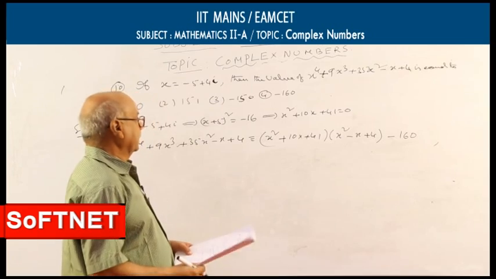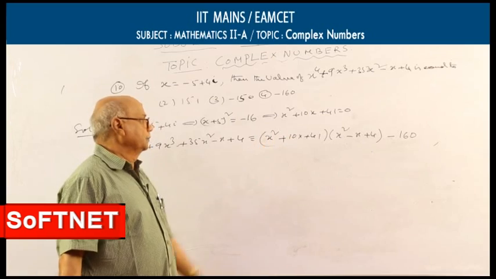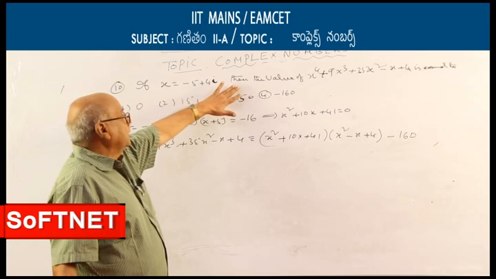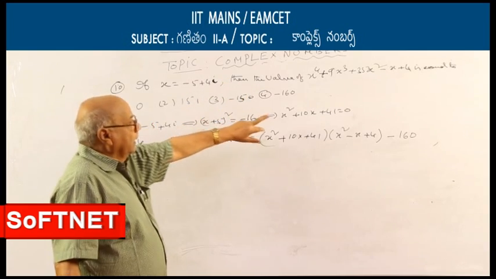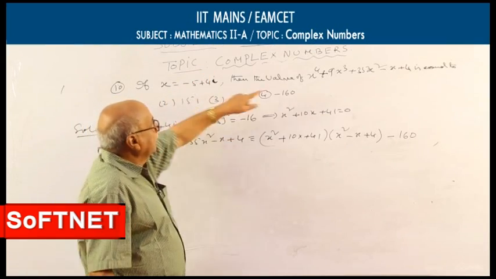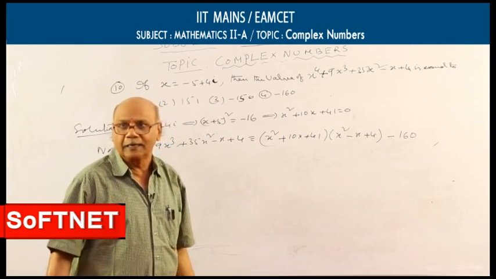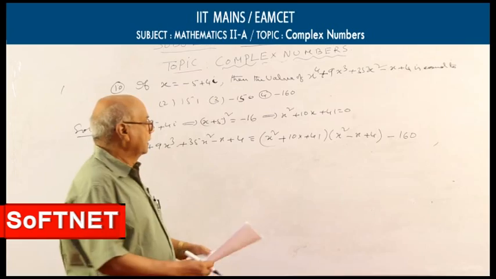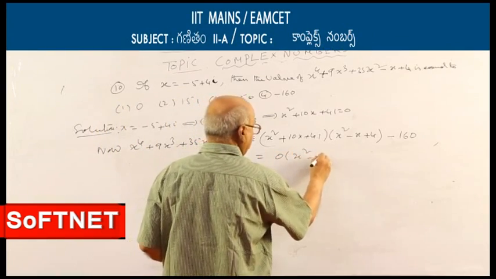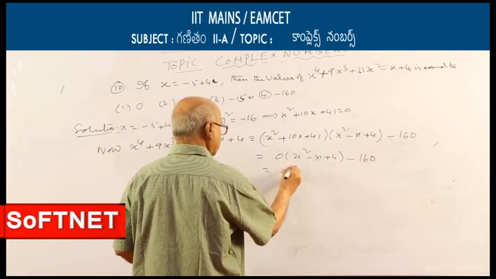Minus 160. This is by the actual division method, division of expression, synthetic division. Sometimes when you are asked problems of this type, you simplify the given expression and try to divide the required expression by the given expression. Then you get a remainder. That is the answer. So now this is 0 into x square minus x plus 4 minus 160. So the answer is minus 160.